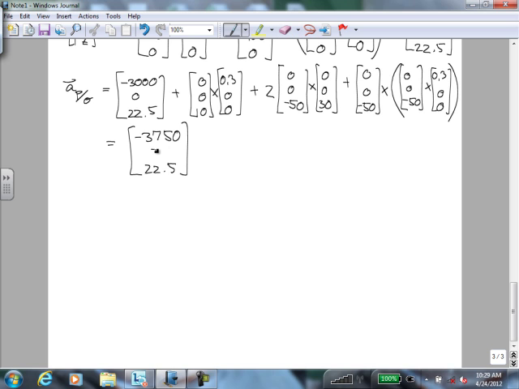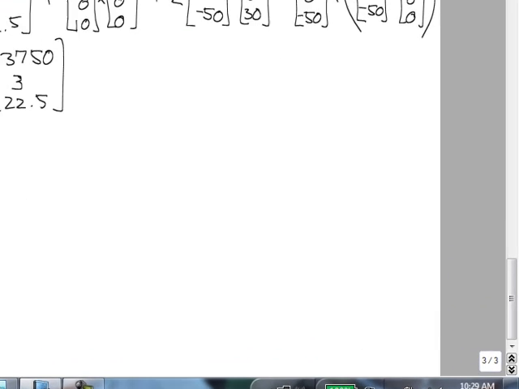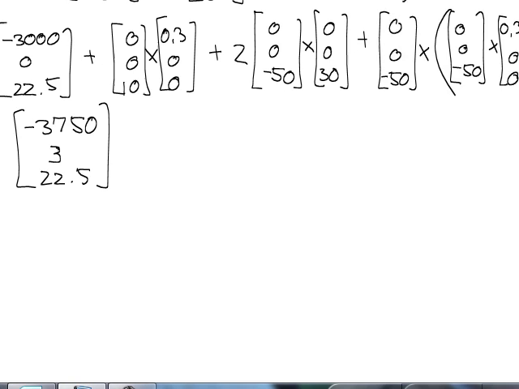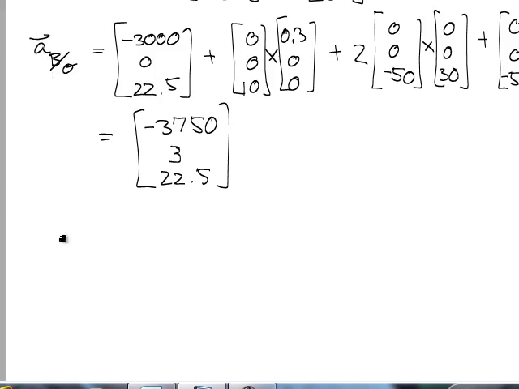I've been changing between B and P here. So the acceleration of B then is the acceleration of the origin plus the acceleration of B relative to the origin. So I got negative 3765, negative 3747, 22.5.